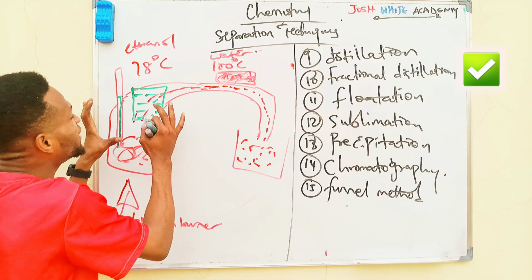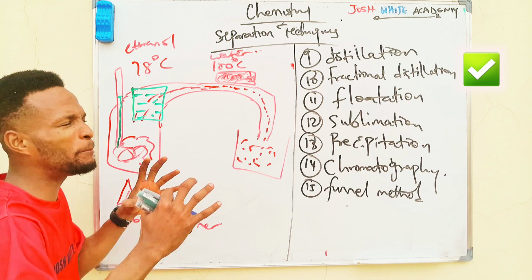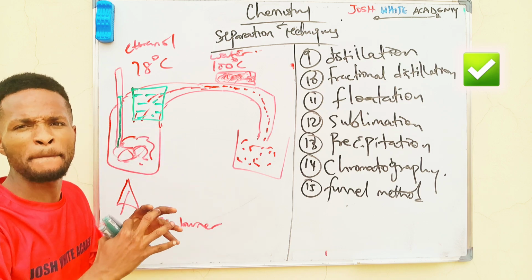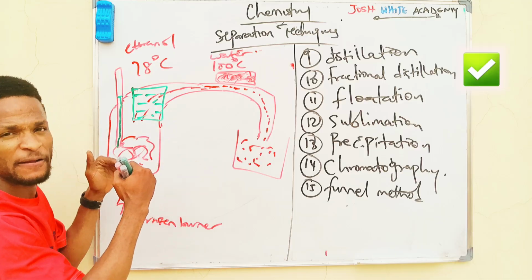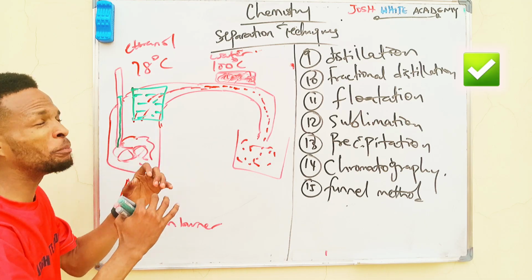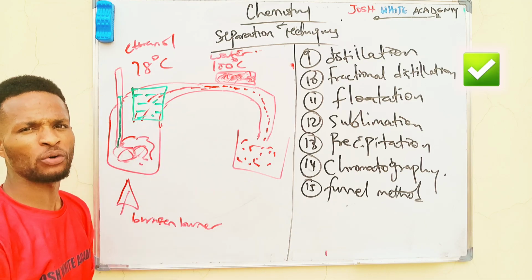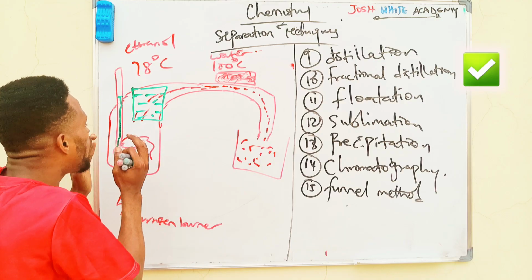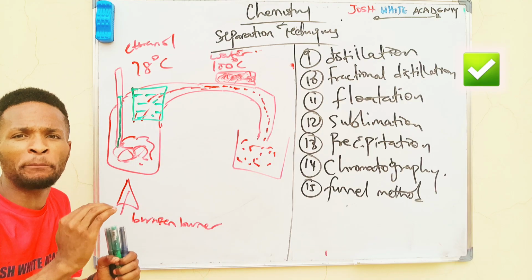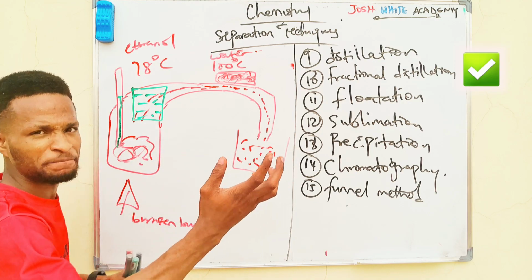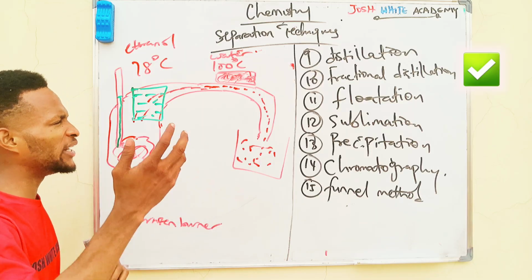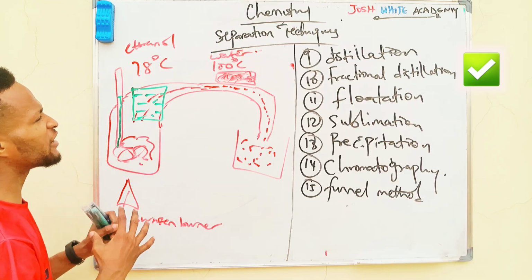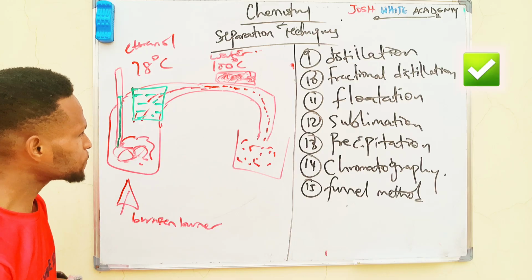So, the fractionating column helps to separate the different fractions by making the different layers of that fractionating column be at different temperatures. So, the fractions with the lower boiling point are collected first before the ones with the higher boiling point. So that's fractional distillation.